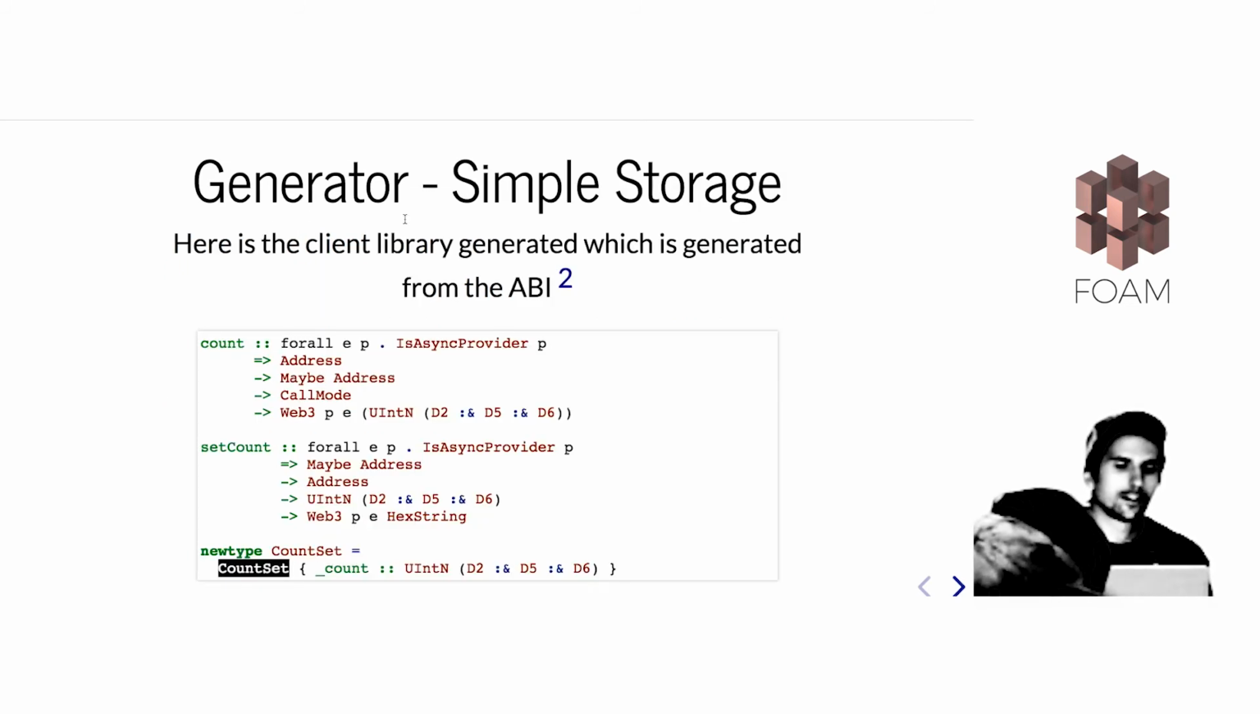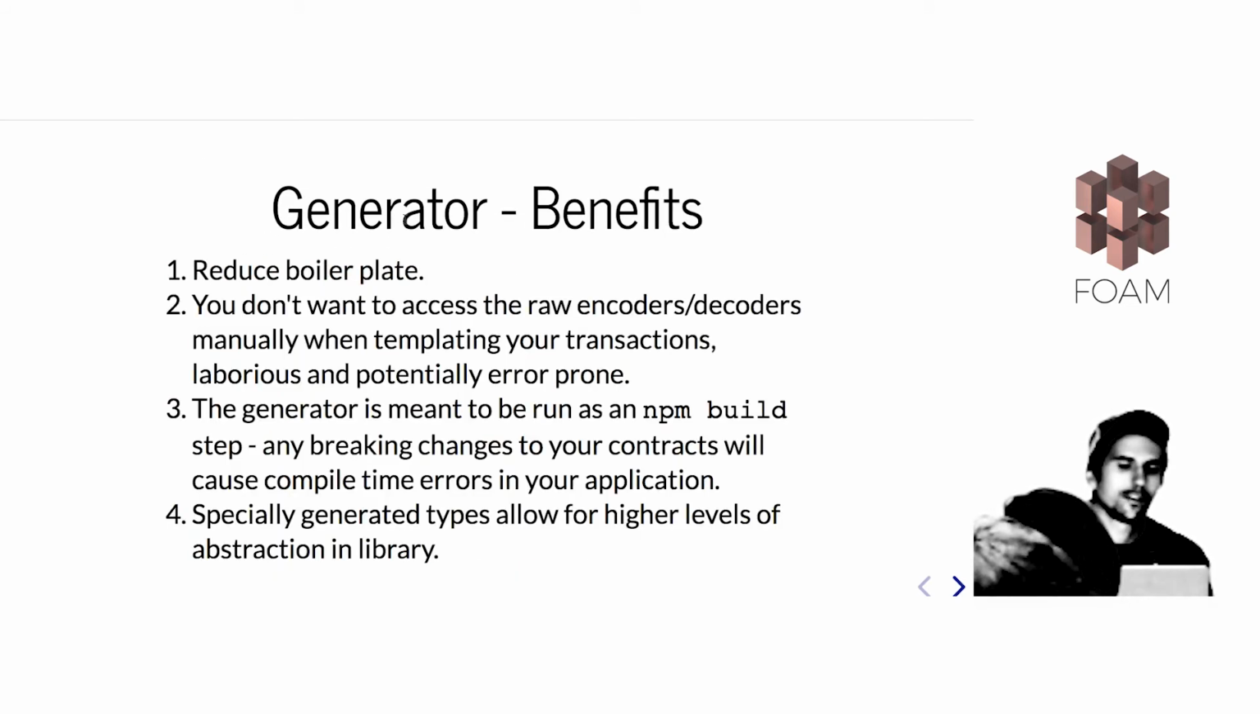So the generator benefits, we went over these earlier, but I'll just read them out. Reduce the boilerplate, so you don't have to write your own FFI for every smart contract project that you do. We're just going to generate it for you. It's really simple. You don't want to have access to these raw encoding and decoding devices when you're doing stuff because it's really error prone. No Ethereum library should make you do that. Web3.js doesn't do that. Nobody does that. So we offer you that through the generator.